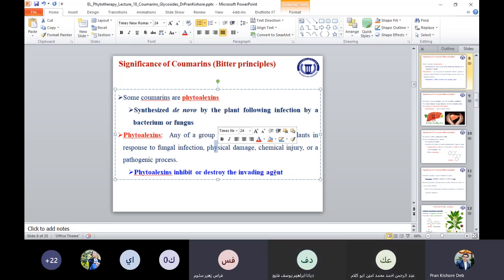Pterocarpans and rotenone. Rotenone and medicarpine. Under pterocarpan, you studied 2 examples, that is psoralen and medicarpine. Okay, under pterocarpan, and then rotenone. Which one is used for the fish poisoning?